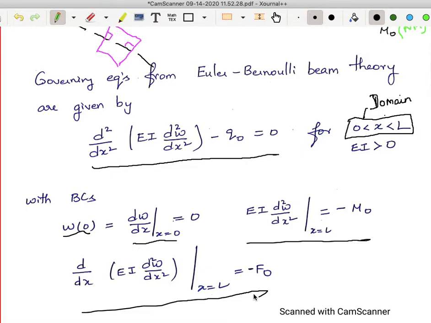So any problem is going to have a differential equation. In this case, this is the differential equation. The differential equation will have to be satisfied over some domain. In this problem, 0 to L is the domain, and you will have to satisfy some boundary conditions, and these are the boundary conditions in this particular problem. Now the problem is defined, and what is it that we have to solve for?